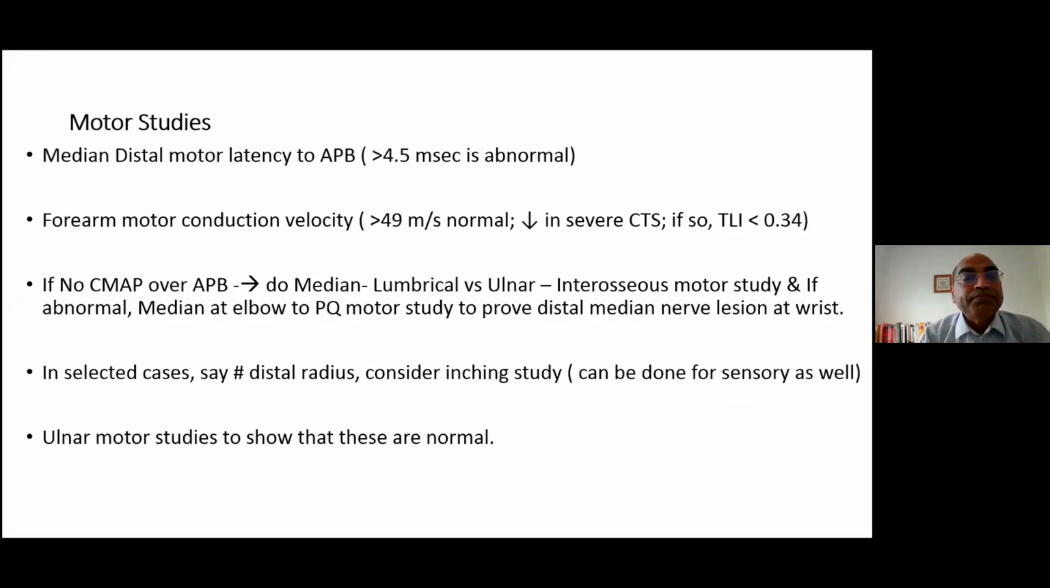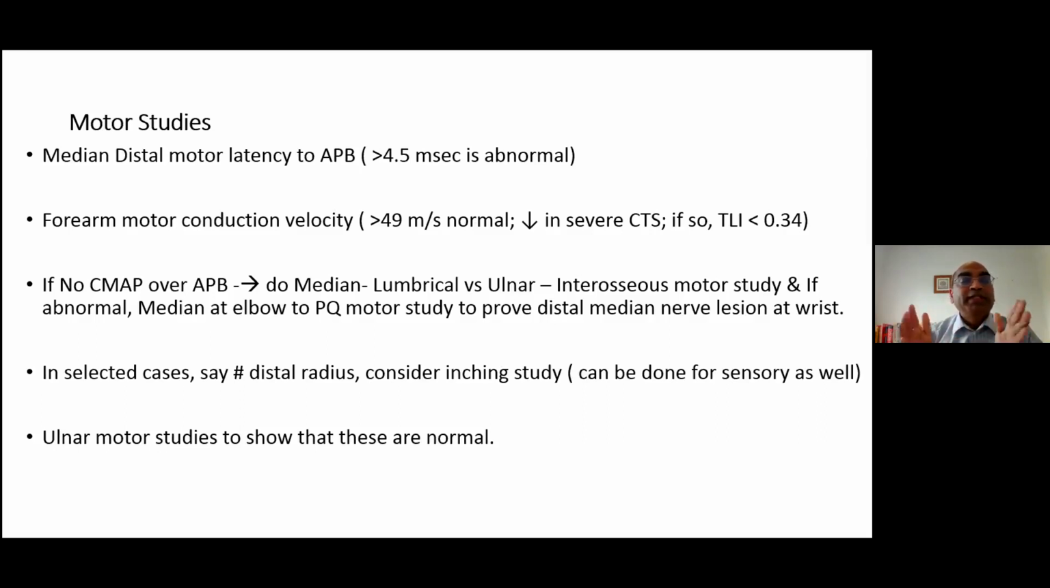the sensory tests. Okay, so once you finish those sensory tests, whether after the sensitive test or if it is clearly abnormal after the initial digit 2 and digit 5 comparison, you move to the motor studies. So in the motor studies, you do the median motor wrist and elbow to APB. So we are comparing the distal motor latency to APB. 4.5 is usually for a segment of 7 centimeter distance. 4.5 is the upper limit of normal, but some labs have 4.2 as the normal. So 4.5 is good.